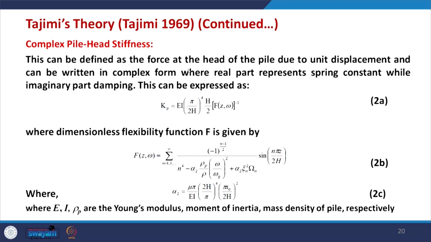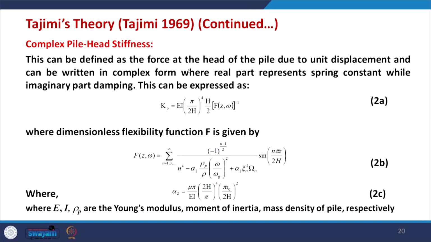Pile head stiffness is simply defined as follows: suppose this is a pile and I apply a load in the horizontal direction at the top, at the pile head, and at the same point I find the displacement. The complex stiffness will simply be the force which you are applying divided by the displacement. So, force divided by displacement will give the stiffness. The complex pile head stiffness is given using equation 2a.